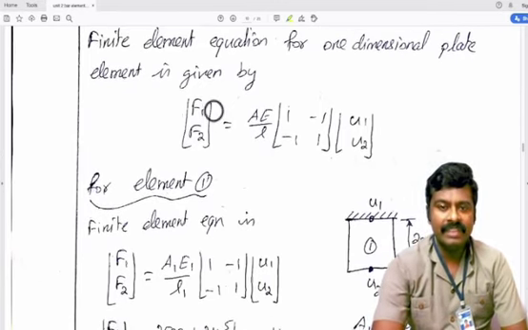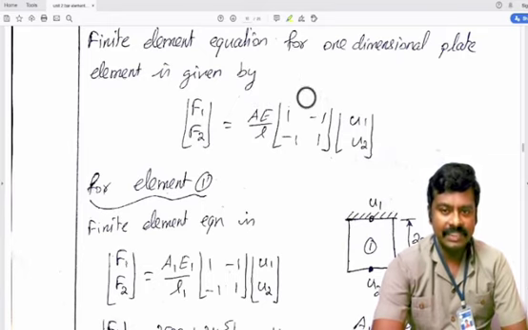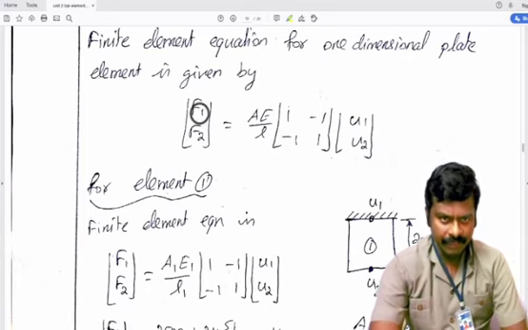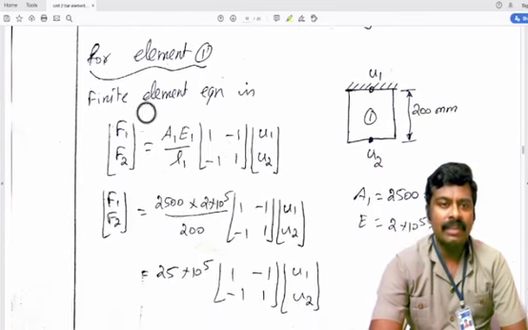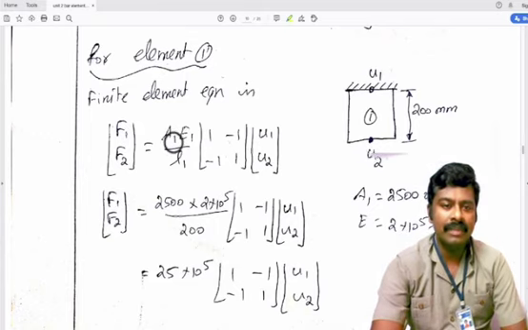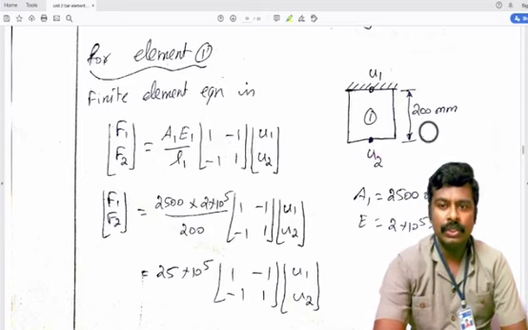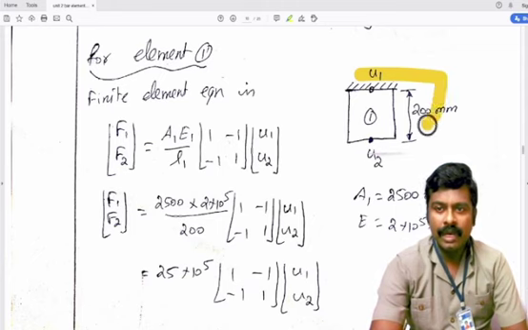The next step is to find the finite element equation for the one-dimensional plate element, which is given by the general finite element equation for bar element: F equal to K u, where F is the force vector, K is the stiffness matrix, and u is the displacement. After expanding that formula, the general finite element equation for a one-dimensional element is F1 F2 equal to AE by L, matrix of 1 minus 1 minus 1 1, U1 U2. For element 1, the finite element equation is F1 F2 equal to A1 E1 by L1, where the subscript 1 represents element 1, matrix of 1 minus 1 minus 1 1, U1 U2. This is element 1.